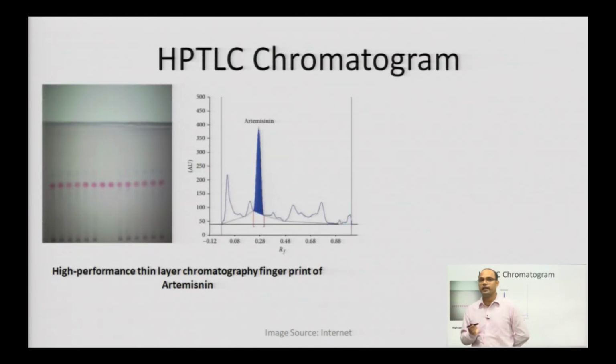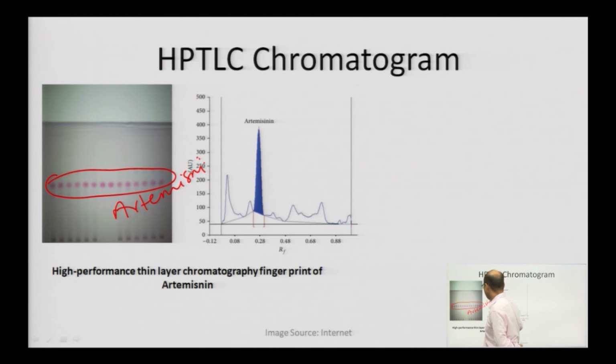So, you can see here we have got the spots of artemisinin, and this is the peak of artemisinin which is isolated in the HPTLC chromatogram. So, this is the technique. HPTLC is the most widely usable technique for phytochemical screening or phytochemical studies.